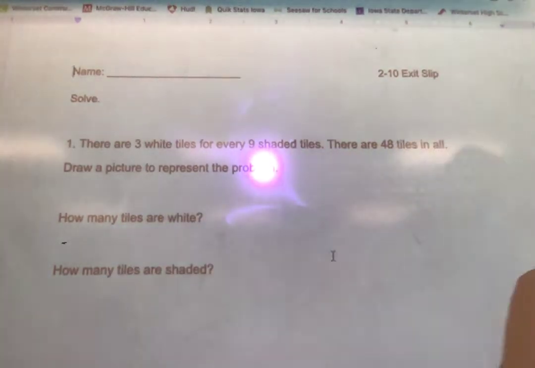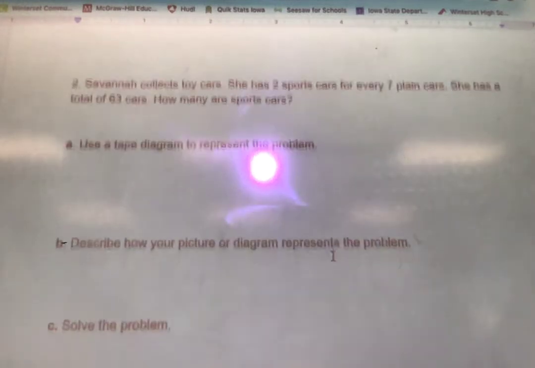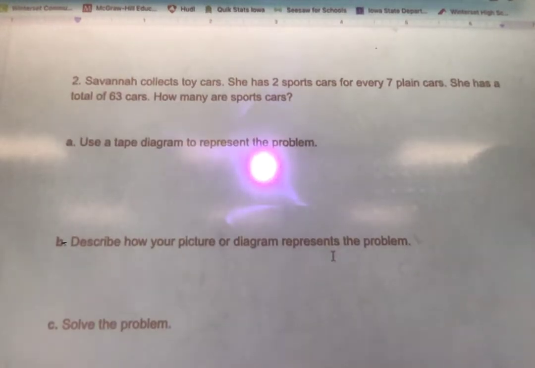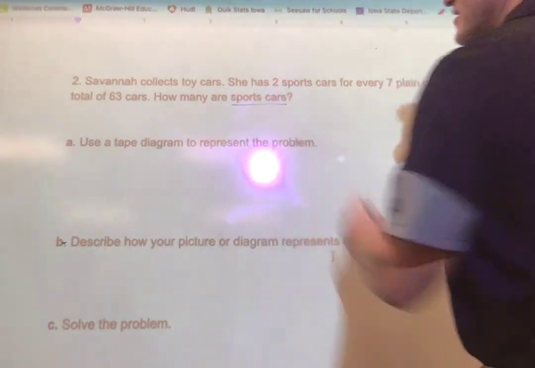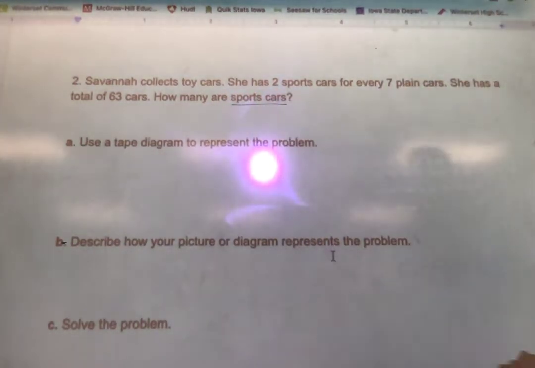All right, so number 2. All right, so we've got a different situation here where Savannah collects toy cars. She has 2 sports cars for every 7 plain cars. She has a total of 63 cars. And the goal here is to find how many are sports cars. How many sports cars does she have?